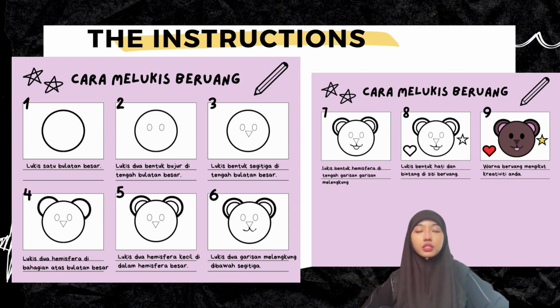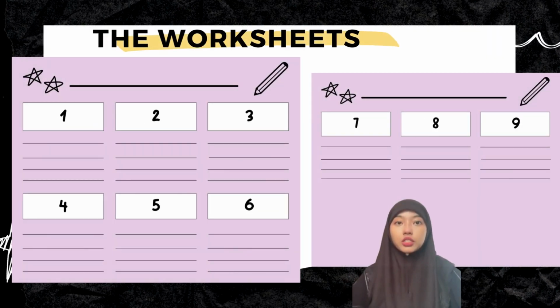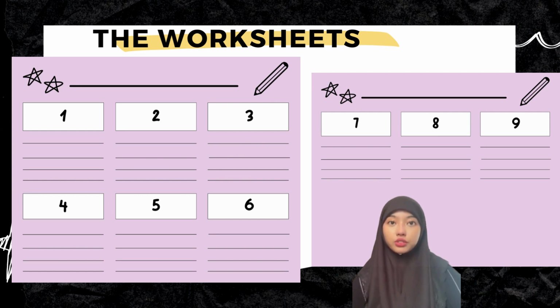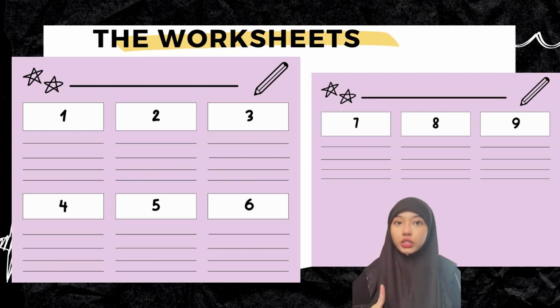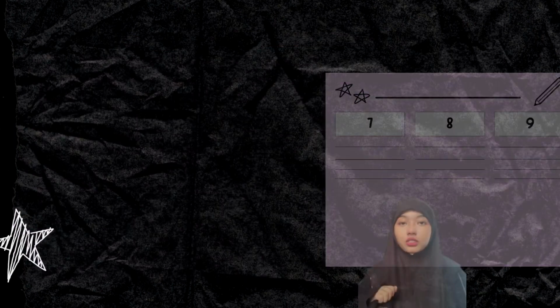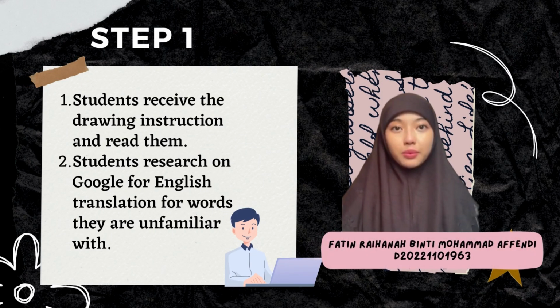For example, step 1, lukis satu bulatan besar. This is because we want students to be comfortable and willing to try and think about the translation in English. Next is the worksheet. Students will fill in the blanks as they create new instructions in English based on the original instructions. This worksheet does not have illustrations as we want students to draw the bear solely on the new English instructions.